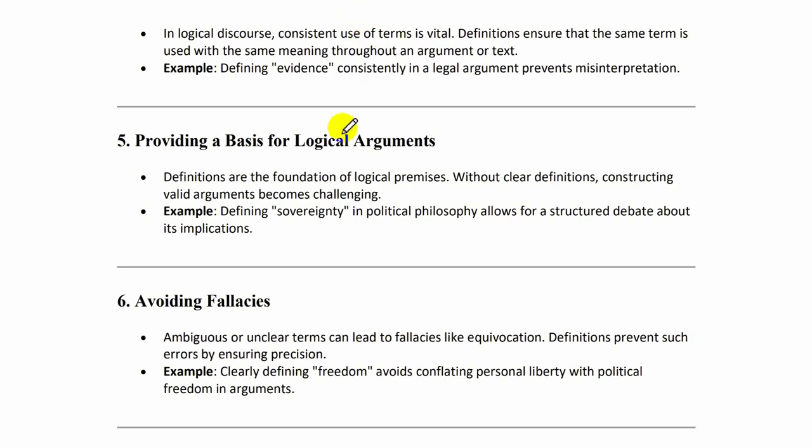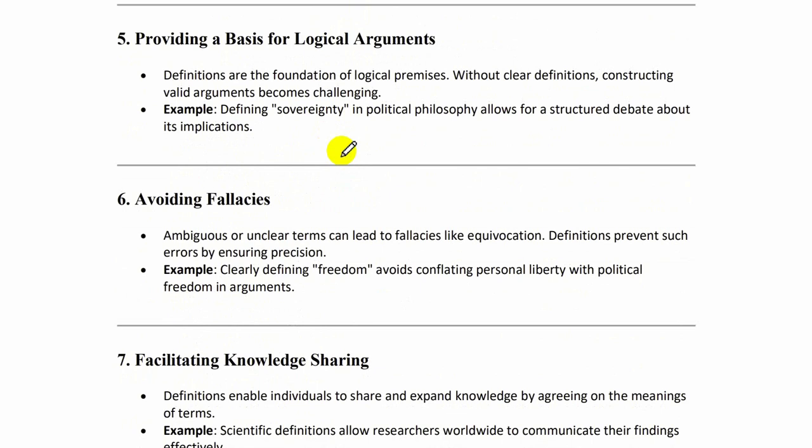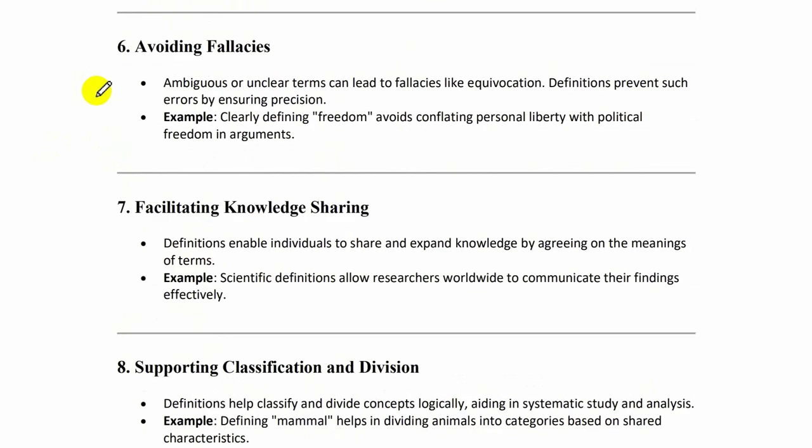Providing a basis for logical arguments. Definitions are the foundation of logical premises. Without clear definitions, constructing valid arguments becomes challenging. Defining sovereignty in political philosophy allows for a structured debate about its implications. Avoiding fallacies. Ambiguous or unclear terms can lead to fallacies like equivocation. Definition prevents such errors by ensuring precision. For example, clearly defining freedom avoids conflating personal liberty with political freedom in arguments.